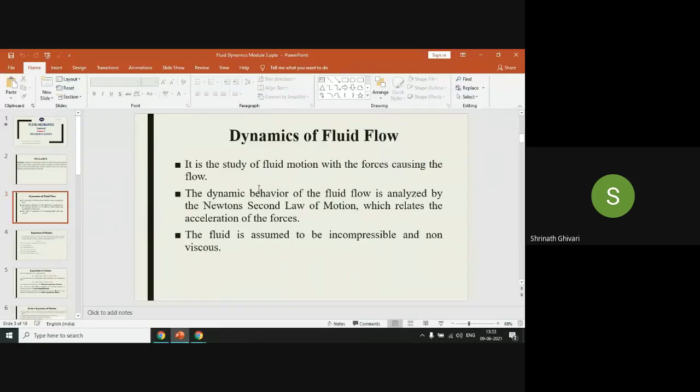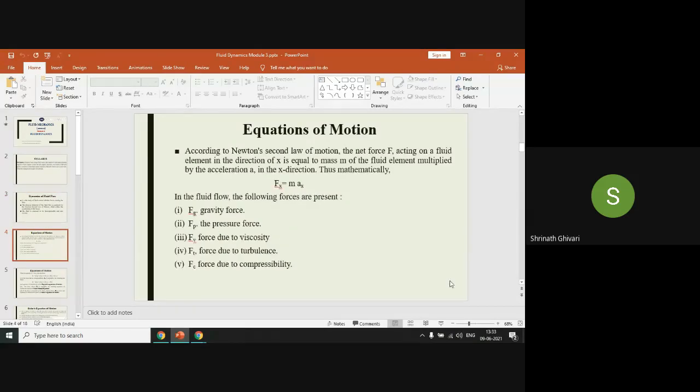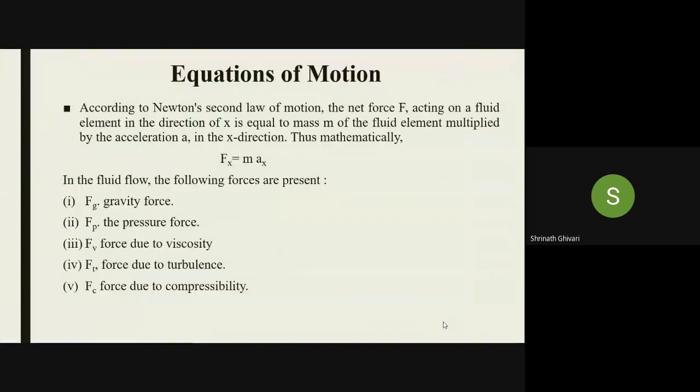Okay, in the last class, we discussed the dynamics of fluid flow, in which whenever the fluid is flowing, some external force is acting on it. Kinematics is also a kind of fluid motion, but we are not considering the forces which are causing the flow. But in dynamics, we are considering the forces which are causing the flow. Okay. So the next part is the equations of motion, which we have discussed.